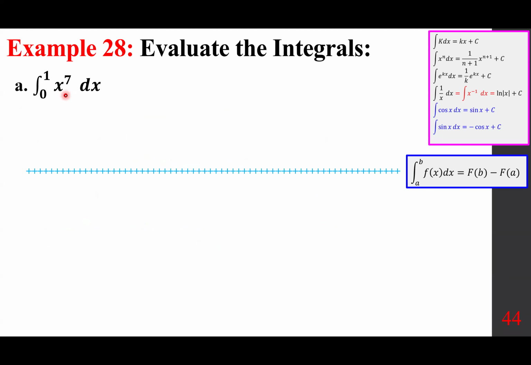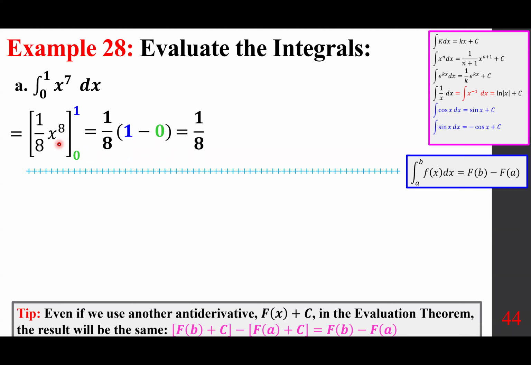The integral from 0 to 1 of x to the power of 7 dx. The antiderivative, as you all know, is 1 over 8 x to the power of 8, it's the power rule. We're not going to write a constant because it makes no difference. If you now want to evaluate it, the way it works, you plug in the upper limit first. So you get 1 to the power of 8, which is 1. Then minus the lower limit, which gives you 0, and you get 1 over 8.